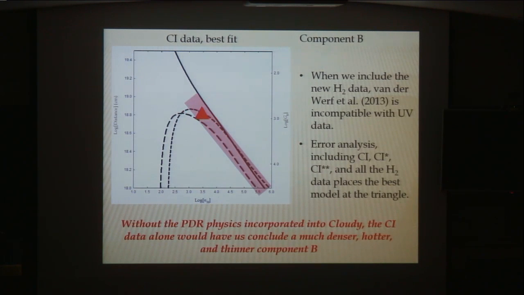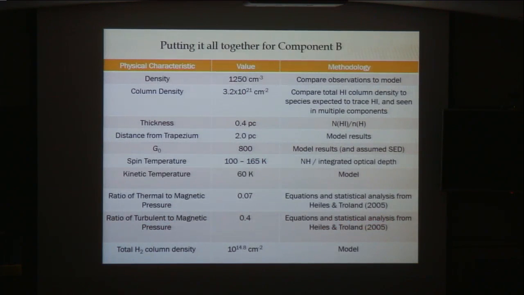Now, without the machinery of the molecular hydrogen microphysics in Cloudy, we wouldn't have been able to do this extra observational test. We would have also concluded the 0.4 parsec distance sure had a good fit to everything else. But the extra constraint and the detailed model in Cloudy allows us to compute molecular hydrogen column densities, compare them to reality, and we get a very good fit here. We get a distance, a density. We can then do temperature and pressure analysis.